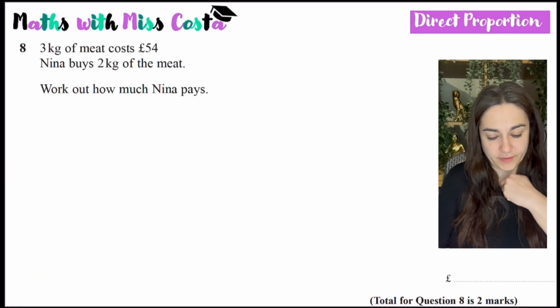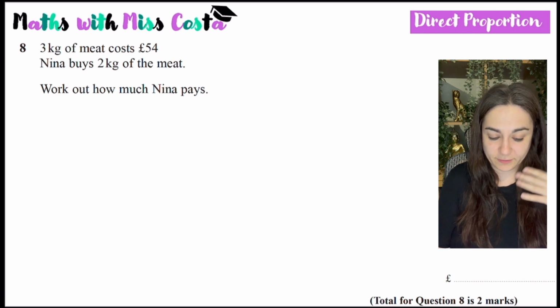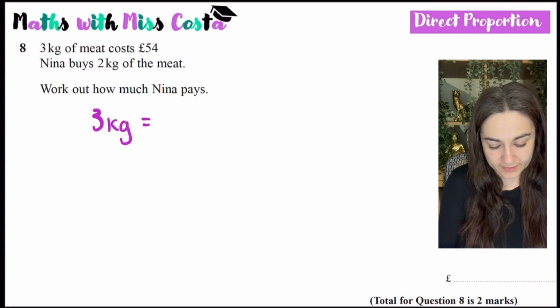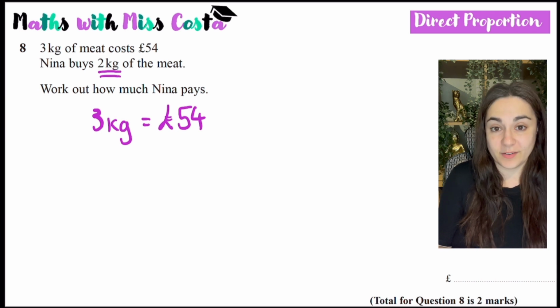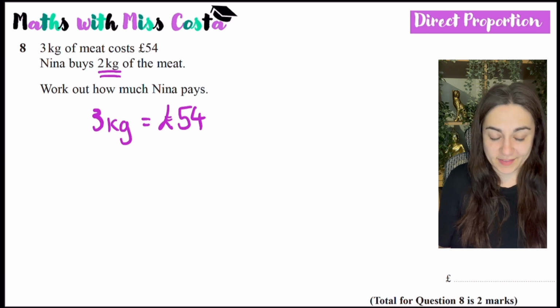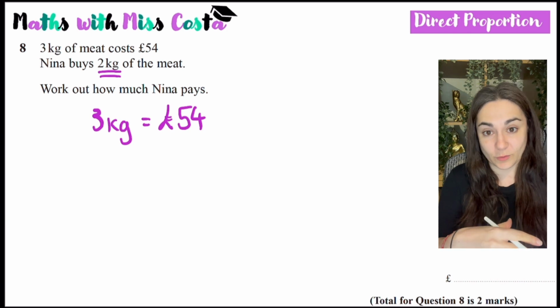Next, I've got a question about direct proportion. So 3 kilograms of meat, I'm told, costs £54. And Nina buys 2 kilograms of the meat, and I need to work out how much she must pay for that. So whenever I've got a question like this, it's helpful to just set it up as an equation. So I know that 3 kilograms is £54.